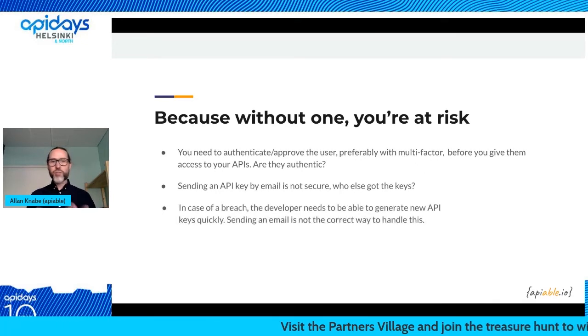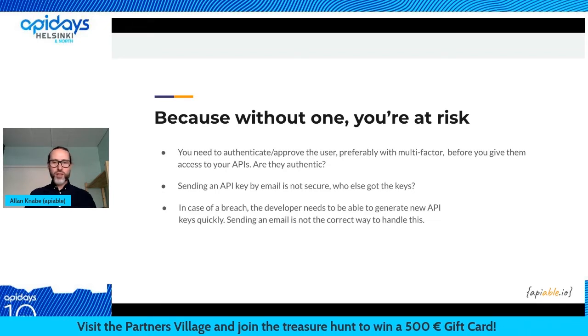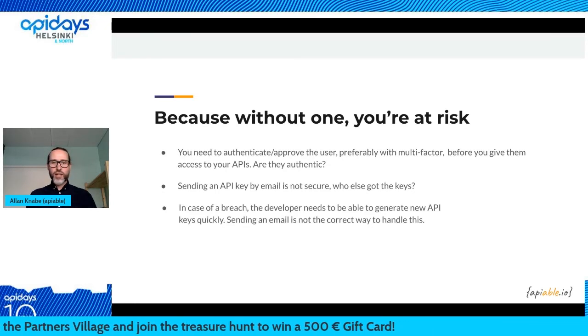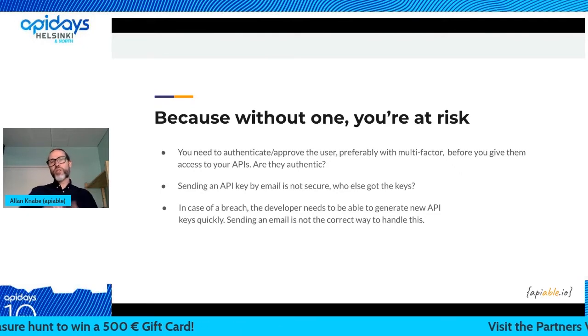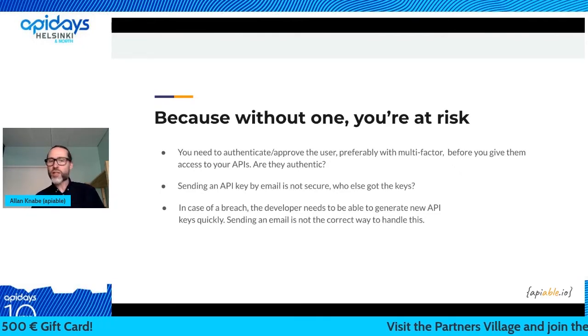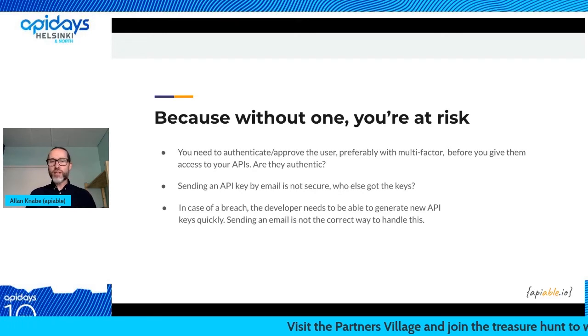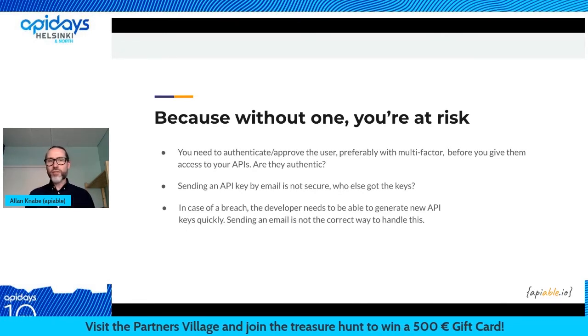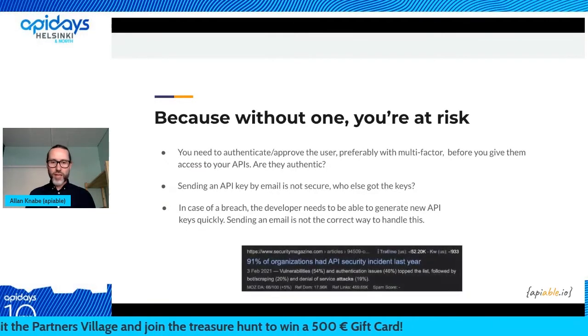And in case of a breach, where a developer's app or something has gotten hacked, the developer needs a mechanism to switch off or rotate the API keys quickly. And if you're just sending emails around, that's not a valid way of doing these things.